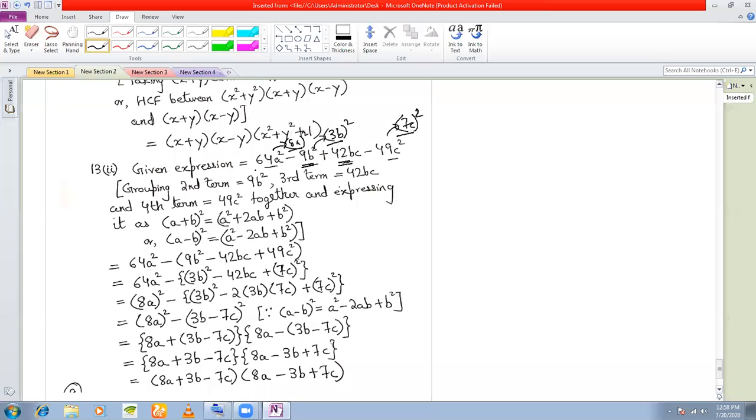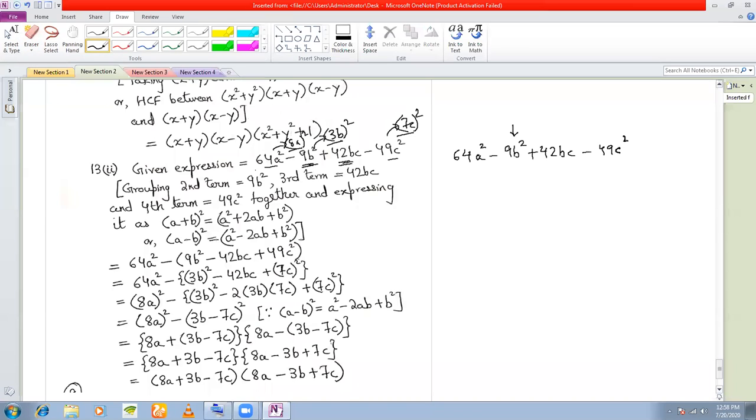So why are they second? Odd numbers? No, I told you, I gave you the logic in the last class. Let me rewrite it: 64a square minus 9b square plus 42bc minus 49c square.